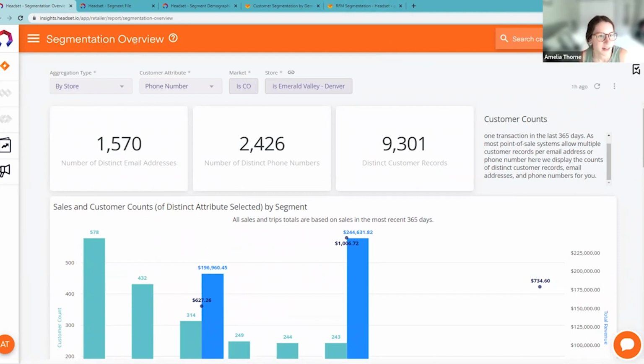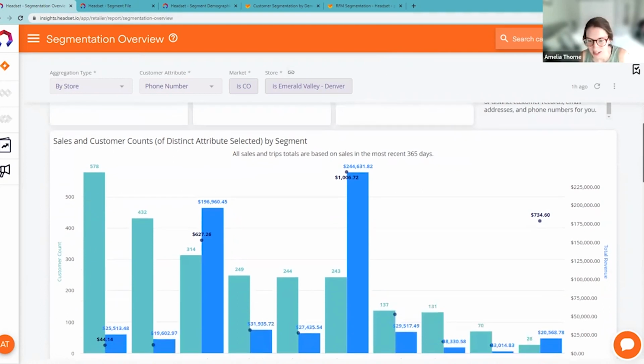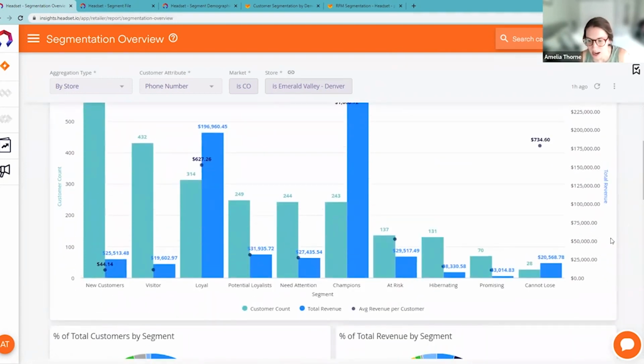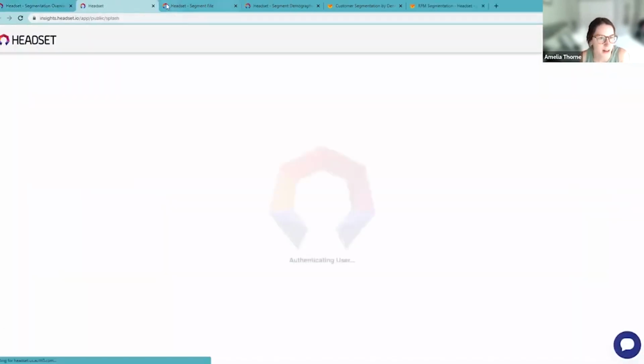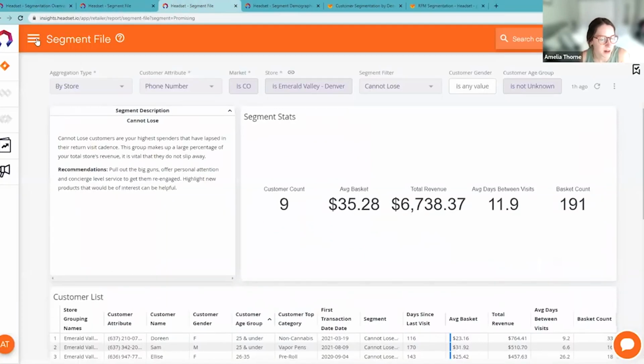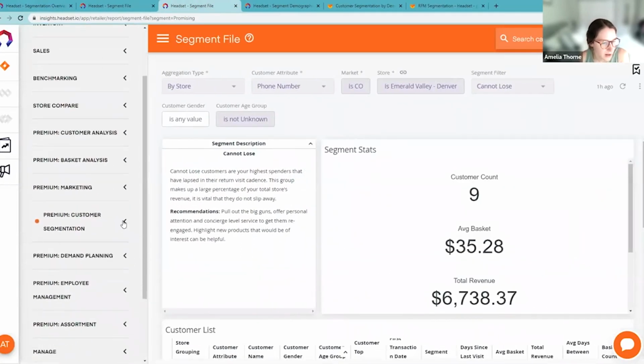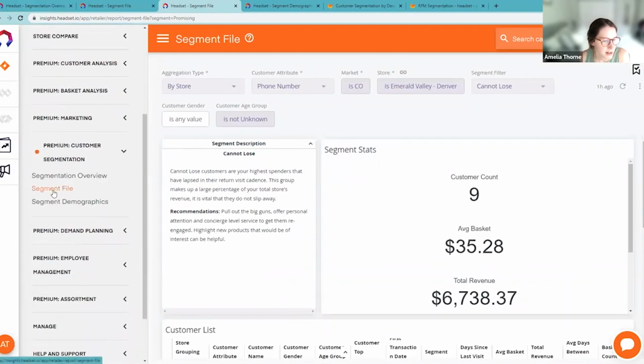No? All right, cool. So as I mentioned earlier, I'm going to focus on my Cannot Lose guys. A good thing about Headset is that you can just click into this bar and be taken right to the Cannot Lose segmentation file. If you click on that specific bar, we're going to end up, I already have it loaded over here just in case it took a while, at the segment file dashboard right below segmentation overview where we just were.